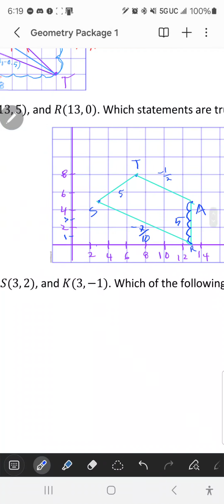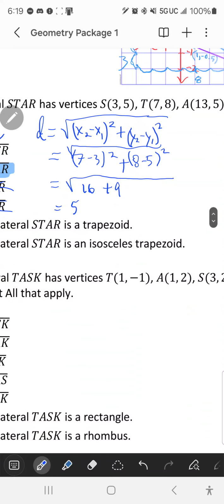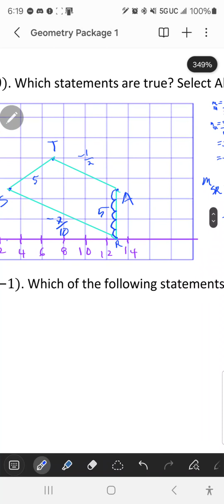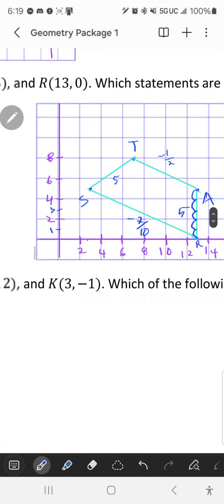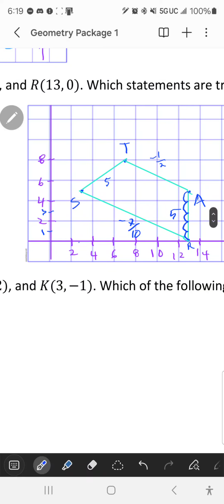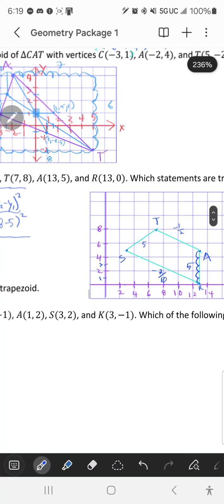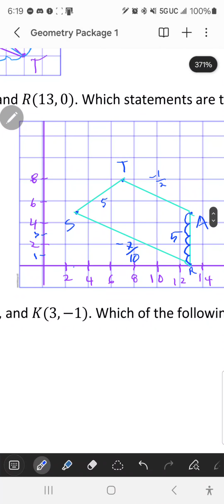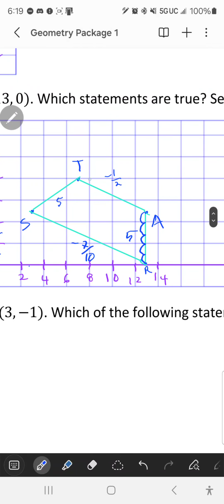And now quadrilateral STAR is a trapezoid. Now the condition to be a trapezoid is that at least one of the opposite sides are parallel. And so as we can see here, they are not parallel. Wait, let me make sure, because this is weird.